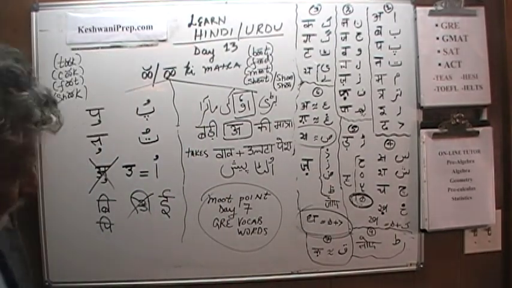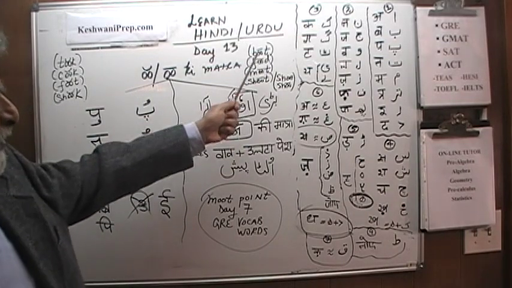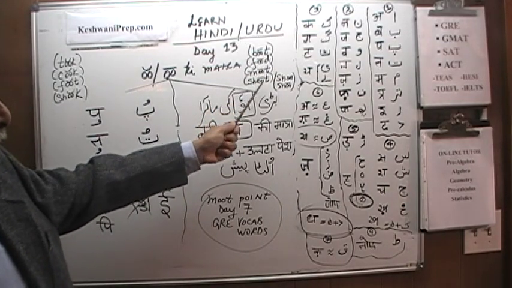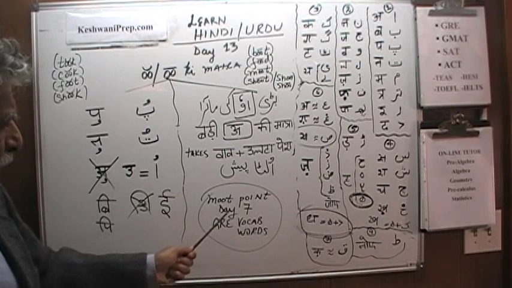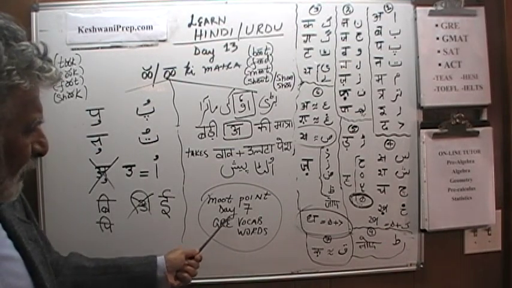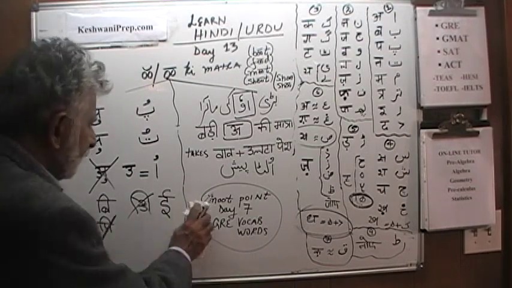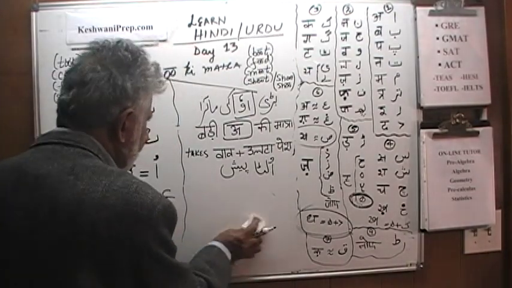So for example, by the way, we're talking about all of these words here: boot, foot, mood, shoot, and shoe. In case you don't know what mood means, and if you're interested in learning it, just type in GRE vocabulary words, day 7, watch the video and learn the word.